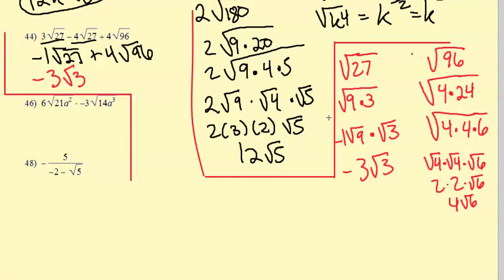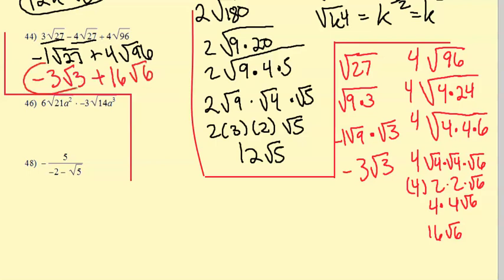And then we have 4 on the outside from the beginning. So we're going to multiply this by 4 to get 16 square root 6. So our simplified expression is negative 3 square root 3 plus 16 square root 6. Can't reduce it any more than that, so that would be your answer.